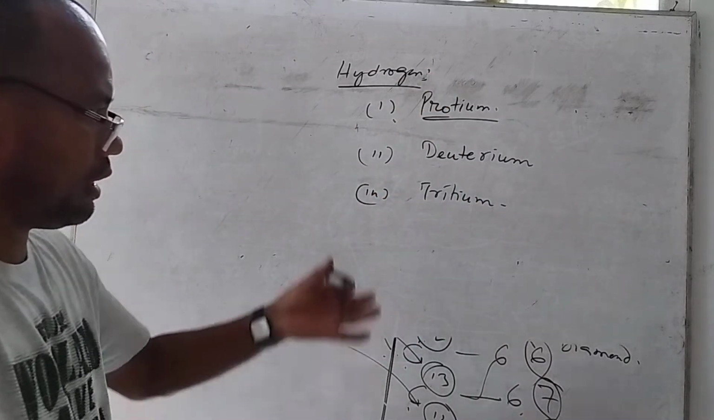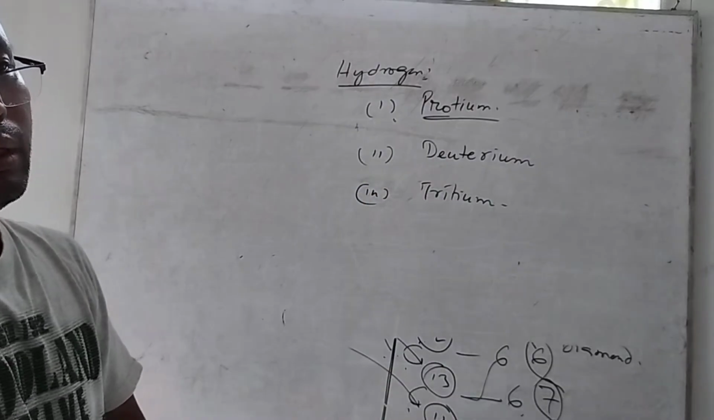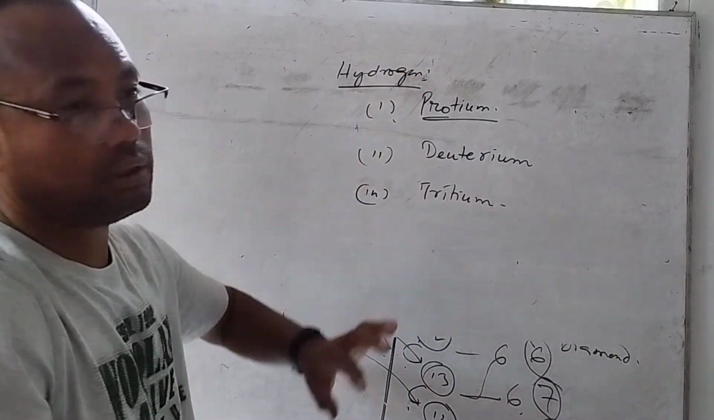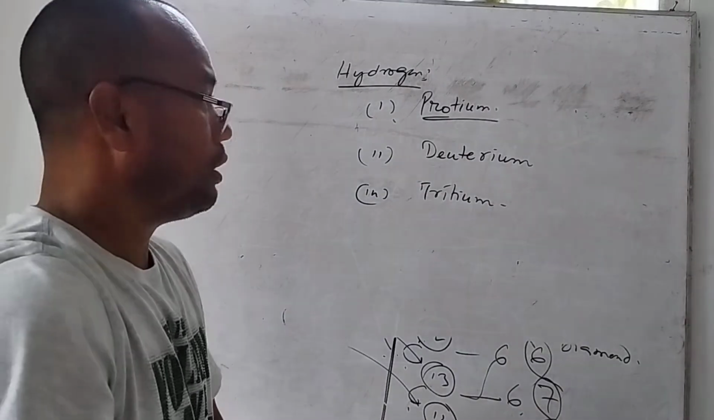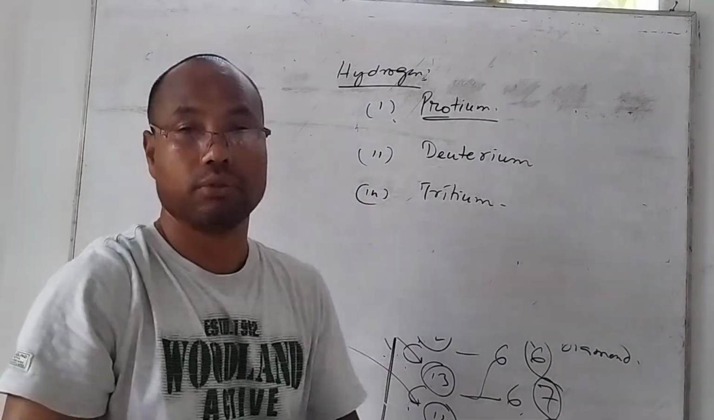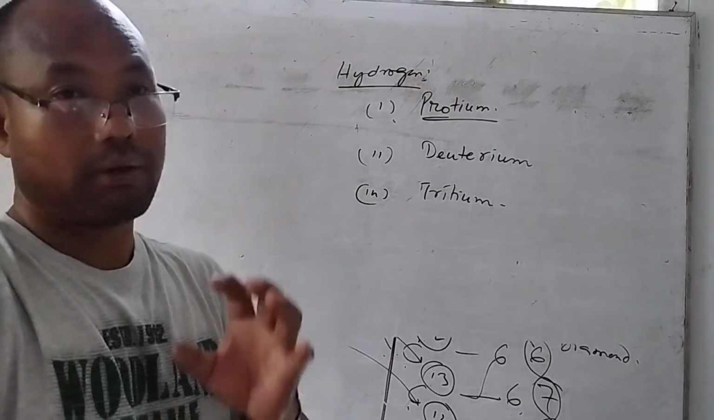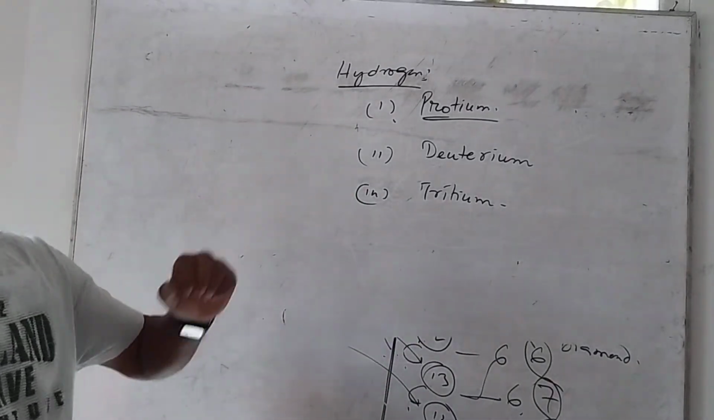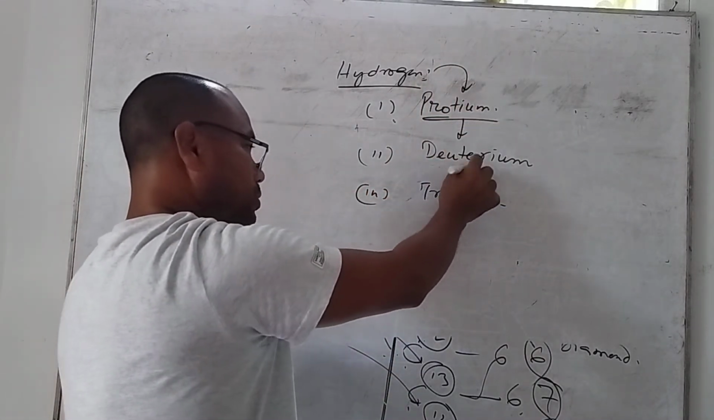These three names are slightly different, I mean totally different from the name of the element hydrogen. But protium, deuterium and tritium are all hydrogen atoms. So what is protium? Protium is the hydrogen atom. What is deuterium? Deuterium is the hydrogen atom. What is tritium? That is also a hydrogen atom. But the question is, how are they different? Since this is hydrogen, this also hydrogen, this also hydrogen.